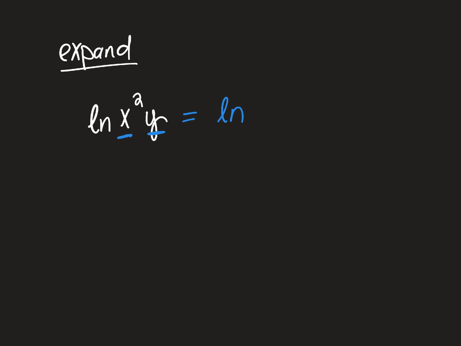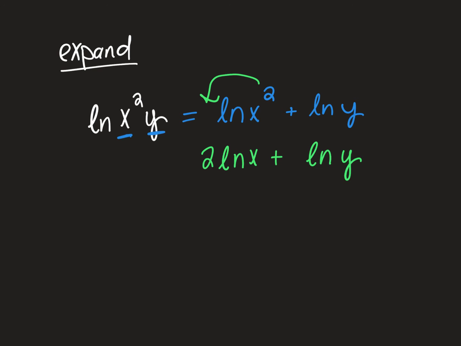So let's expand. Let's say we have ln of x squared times y. The first thing we want to do is break this up into two logs because we have two things that are multiplied together, right? So you always want to do your products or quotients first and then do the exponents last when you're expanding. So since we have x squared and y, we can rewrite that as ln x squared plus ln of y. And then since we have that exponent, we know to move it to the front. So our expanded expression would be 2 ln x plus ln of y.